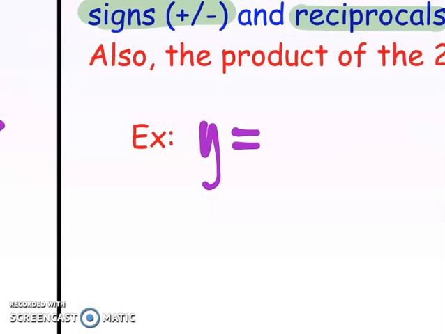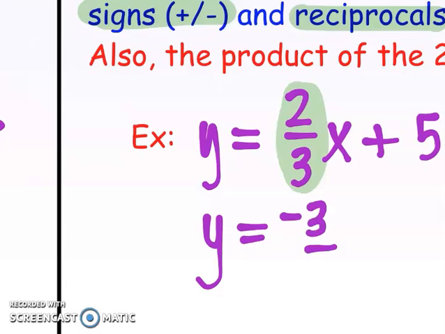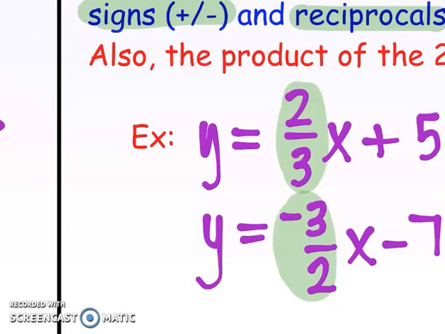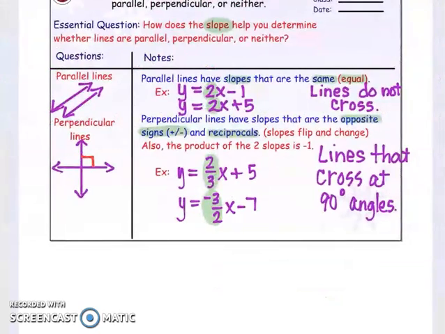So if I make up one equation like this, and I'm just making up anything that I want, then I take that slope, so my slope is 2/3. If I flip it over and change the sign, it's going to look like this, -3/2. And the intercept doesn't matter. So I'm just picking any number, positive or negative, for the intercept. Those don't matter at all.